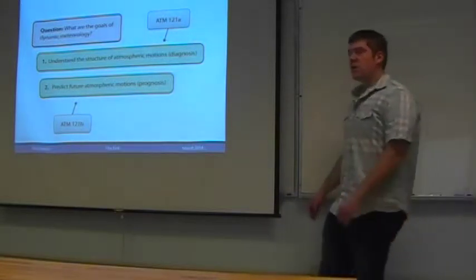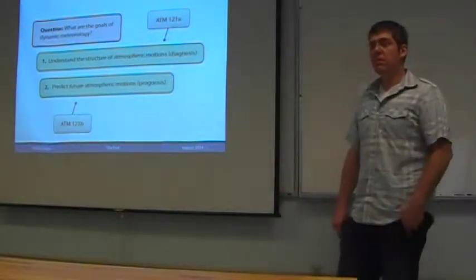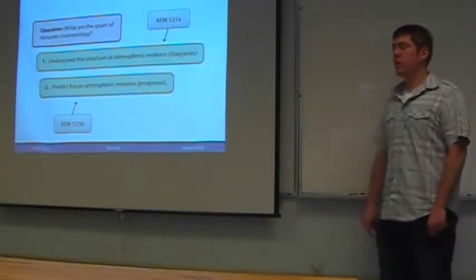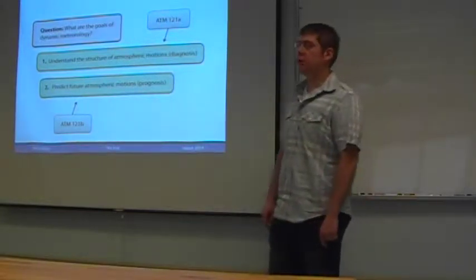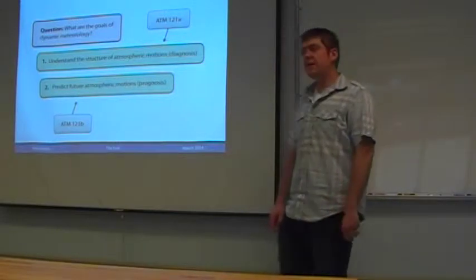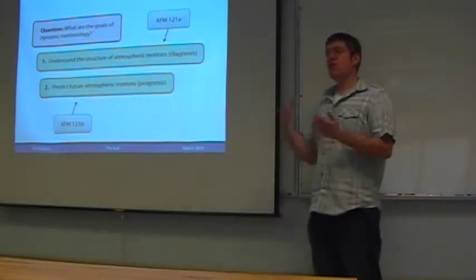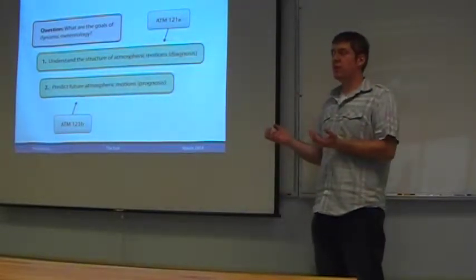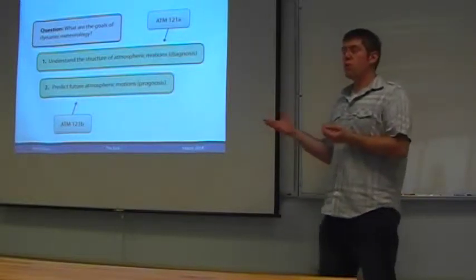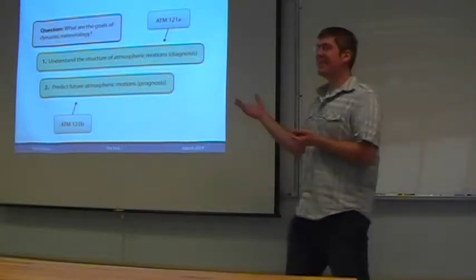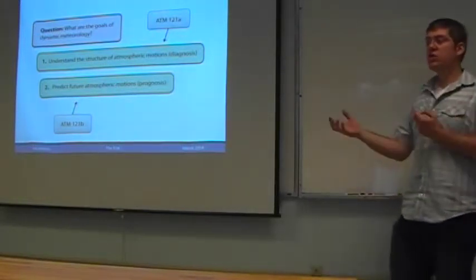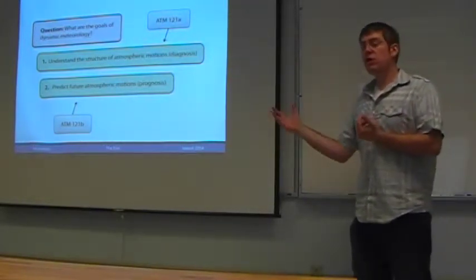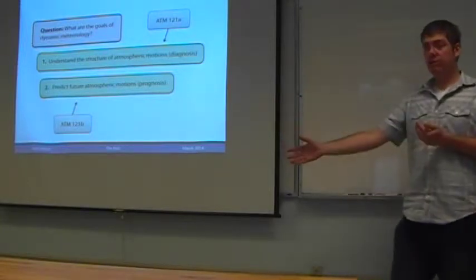Okay, so the goals of dynamic meteorology. This is covering both ATM121a and 121b. The main focus of ATM121a was on so-called diagnosis. That is, looking at the features of the atmosphere in order to understand what exactly is going on. The focus of 121b has been mainly on prognosis. That is, trying to develop equations and an understanding of the atmosphere sufficient that allows us to actually predict the future.